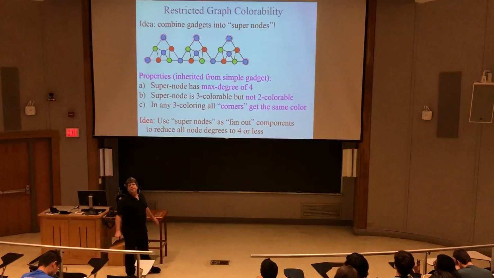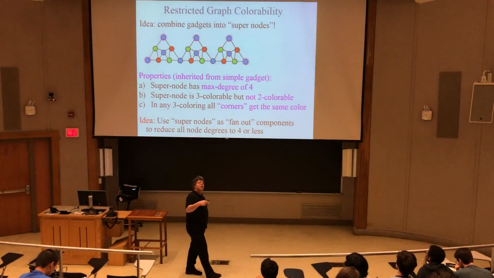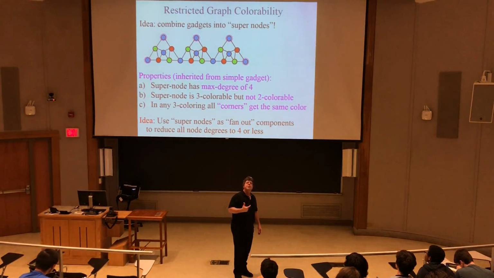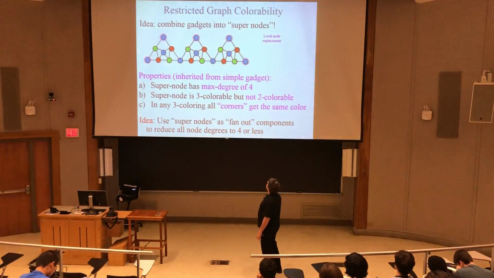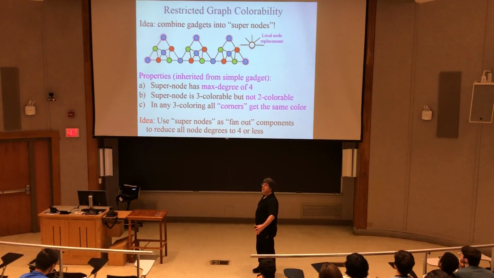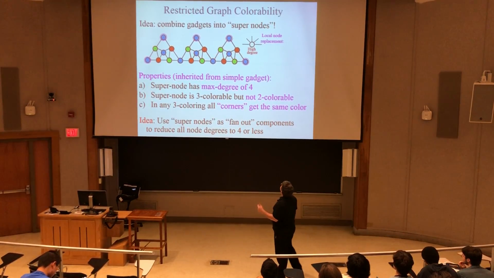So the idea is that we're going to use these super gadgets as fan-out components to replace high-degree nodes with low degree nodes in such a way that preserves 3 colorability. And once we do that, amazingly, the graph will become max degree at most 4, and it'll be 3 colorable if and only if the original graph was 3 colorable. So here's a replacement strategy.